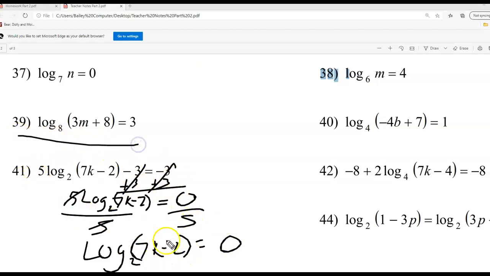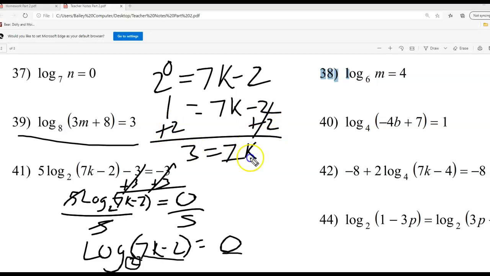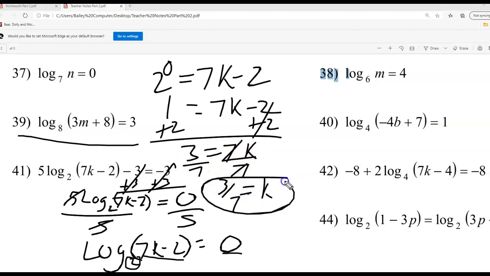So after you get rid of the outside numbers, in this case by adding 3 and dividing by 5, it's just like number 39. So we're going to change it to exponential form. It's going to be 2 to the power of 0 equals my argument. Two to the power of 0 is 1, right? Get that out nice and simple. Add the 2, and from here you just do basic algebra. 2 and divide by 7. And we end up with 3/7.